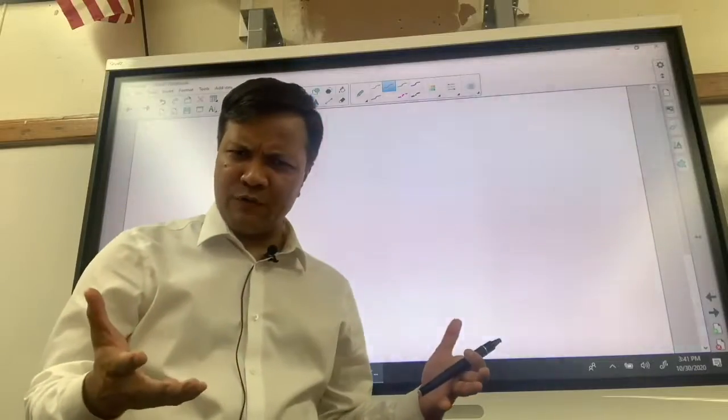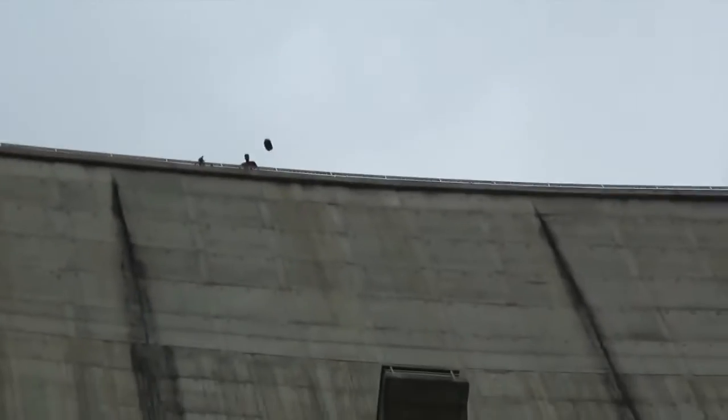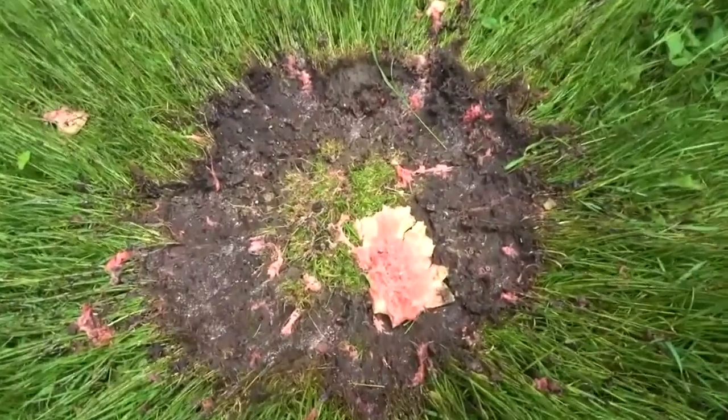Today I dropped a watermelon from the rooftop of an 80-meter tall building, and I collected some data. We're going to use this data to do a displacement-time, velocity-time, and acceleration-time graph.